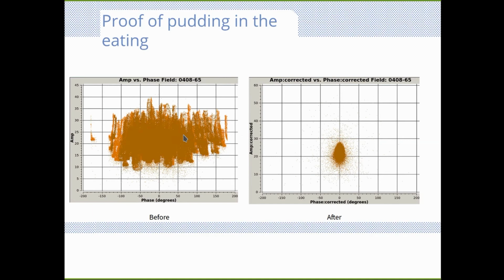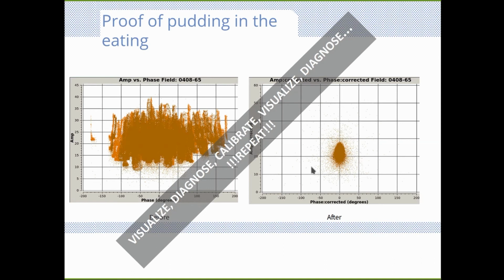Once we've calibrated, though, this should go into a ball, right? So this large spreading phase should collapse and become close to zero because that's what we expect. If you have a delta in the image space, you have a constant visibility across the entire UV space, right? And if that is unresolved, then everything should be constant across all baselines. Okay. So the key here is to visualize, diagnose, calibrate, and rinse and repeat, right? It's very important to visualize.